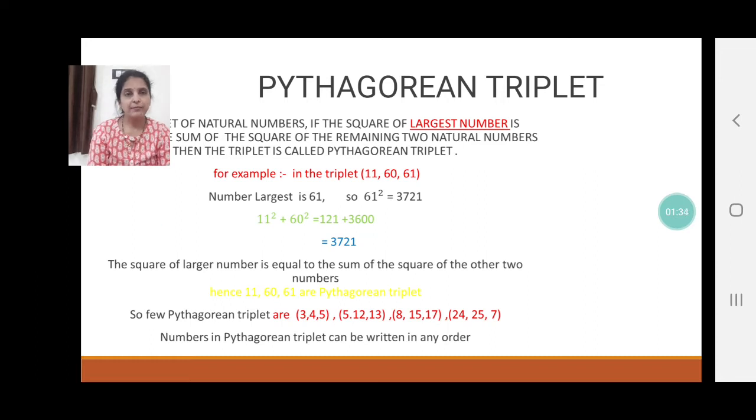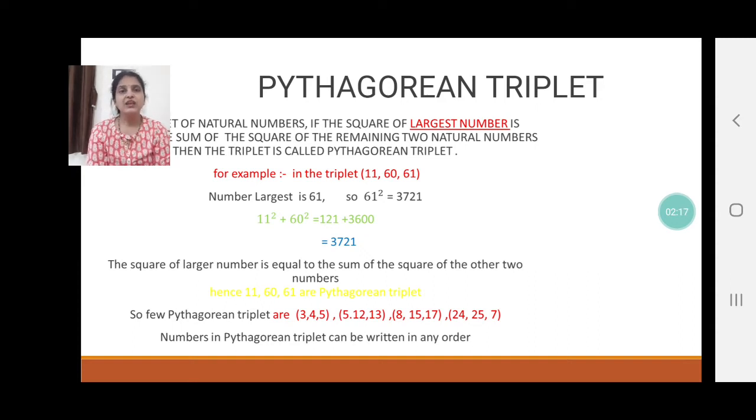For example, in the triplet 11, 60 and 61, number 61 is the largest number. So the square of that is 3721. Now the sum of the other two squares, that is 11 square plus 60 square, will be equal to 121 plus 3600. So the sum of that is equal to 3721. Now the square of the largest number is equal to the sum of the squares of the other two numbers. So 11, 60 and 61 are a Pythagorean triplet.